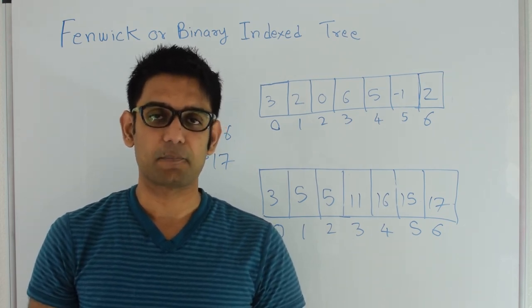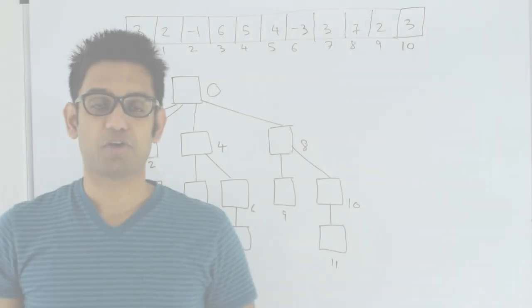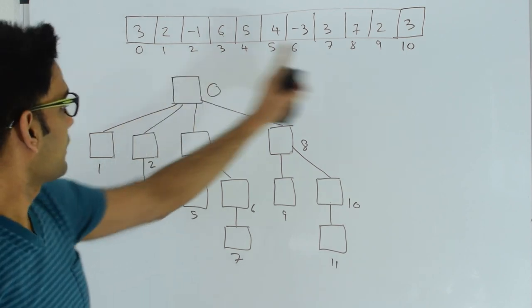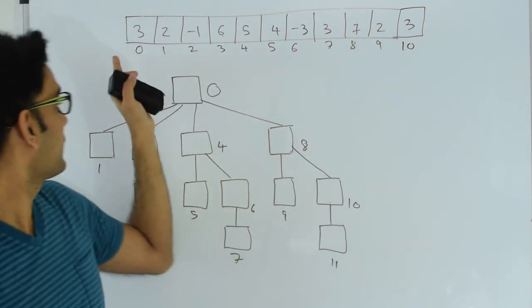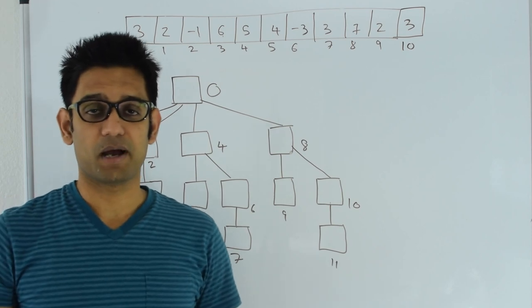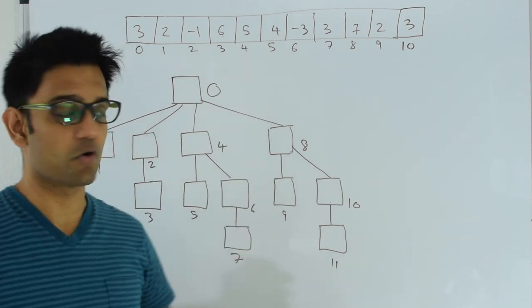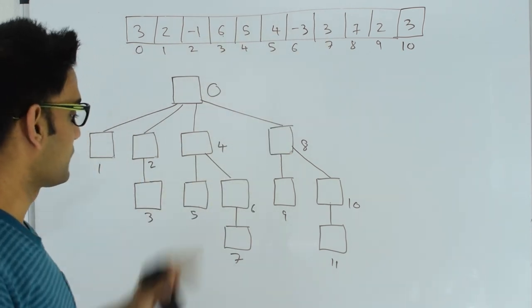Next, let's look at the implementation details of the Fenwick tree. So now I'm going to create a Fenwick tree based on a given array. I'm given an array of 11 elements, starting from index 0 to 10. So my Fenwick tree will go from index 0 to 11, one more node than the actual array. So let's see how I build this tree right here.